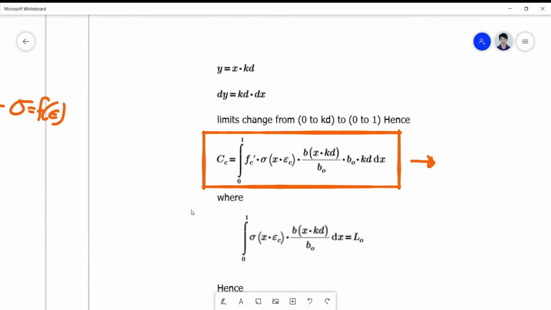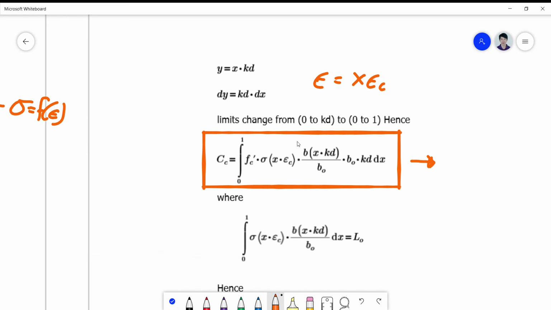Okay, so this is now your Cc = 0 to 1, f'c. Instead of having a sigma as a function of epsilon here, we now have a sigma as a function of x epsilon c, because epsilon is equal to x epsilon c. So you just put it there. Instead of having b as a function of y, you get b as a function of x kd.